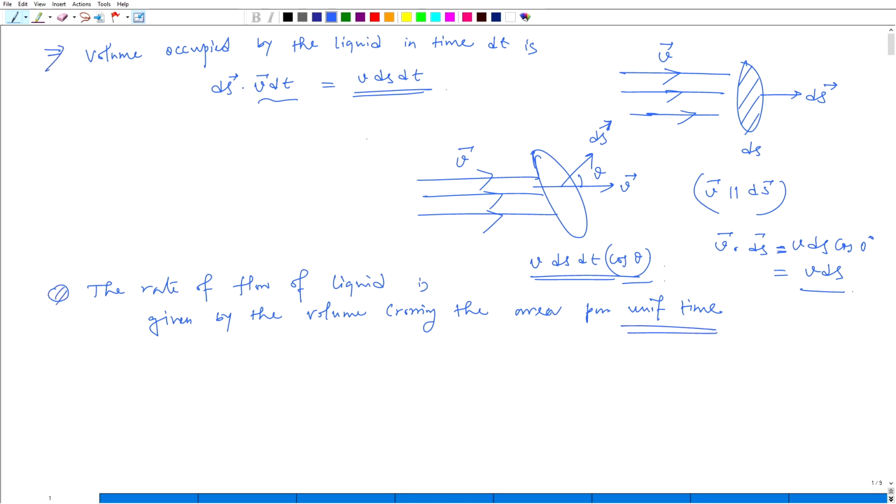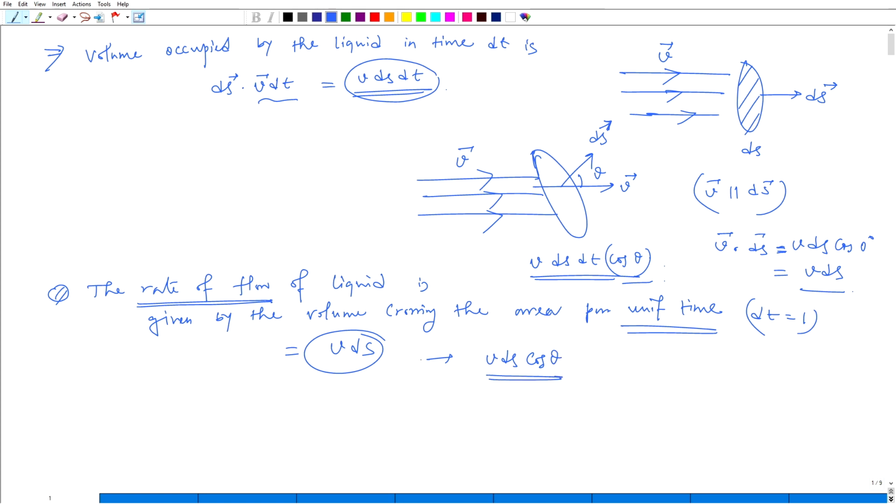So here we have written down the volume occupied by the liquid in time dt. Now if we put dt equals 1, that means unit time, this basically gives the rate of flow. Okay. So then this becomes v ds, right. We put unit time dt as 1, which represents the flux of liquid flowing across the plane, that means across the surface ds. Okay. So in the case of a tilted surface, this is v ds cos theta, in general.